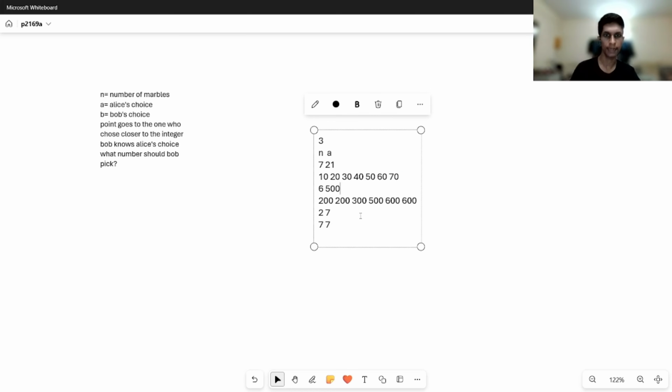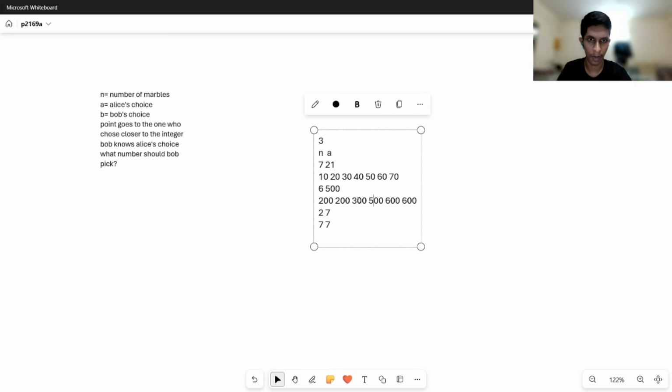So let's look at the second test case. In the second test case, Alice has chosen 500, let's say. So up to 600, he'll get the point. And there are 6 numbers. So we have to get 4 and 2. The points should be 4 and 2 in order to get our victory.